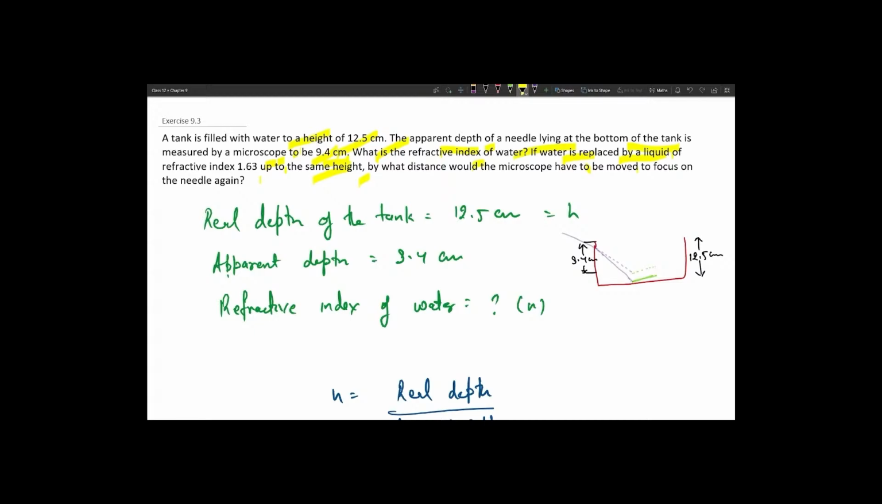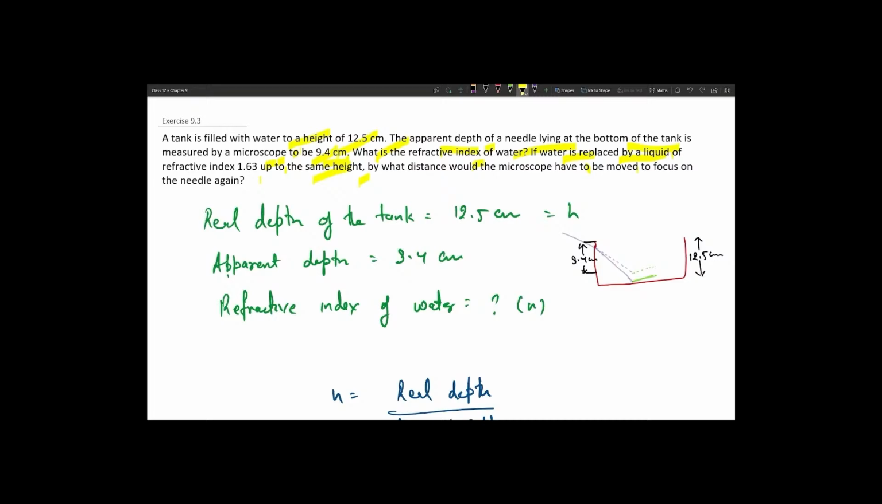This question talks about the apparent height and the real height problem. So in this question, there is a beaker filled with water at first, and the height of this beaker is 12.5 centimeter, and at the bottom of the beaker there is a needle. If you see from the top, the needle appears to be at a depth of 9.4 centimeter.